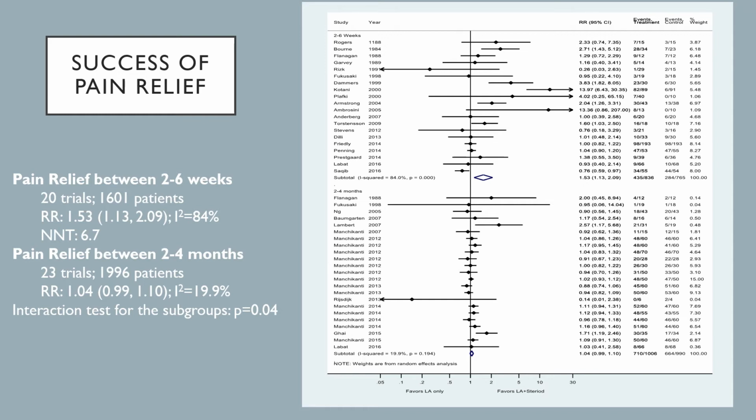Pain relief between 2 to 4 months was reported by 23 trials involving 1,996 patients, with a relative risk of 1.04, although favoring local anesthetic and steroid. It was not statistically significant. More importantly, the interaction test for the subgroups was significant, indicating there was potentially a different subgroup effect between studies that reported outcomes at 2 to 6 weeks and studies that reported between 2 to 4 months.